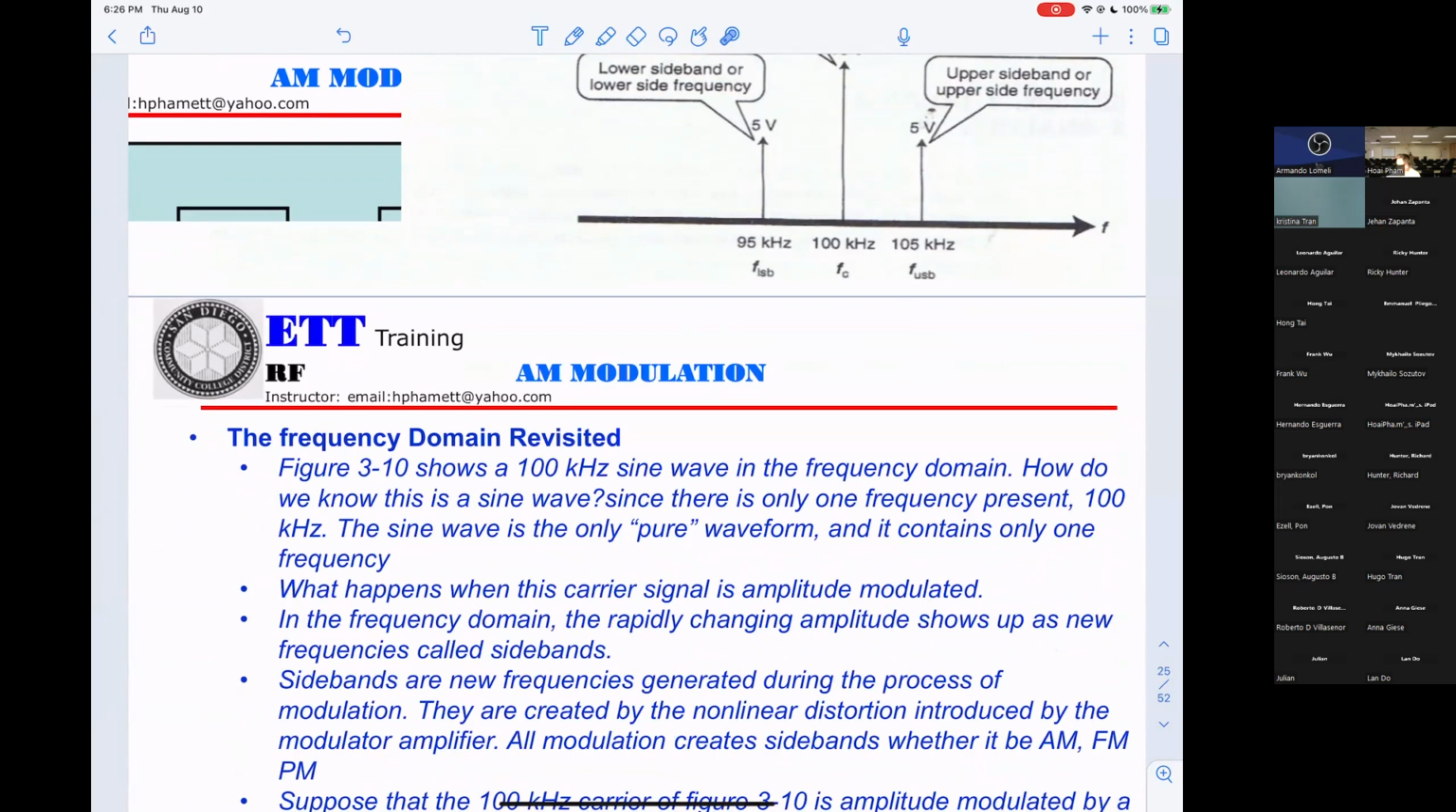Okay, that's what they're talking about: 100 kilohertz, a sine wave in the frequency domain. How do we know this is a sine wave? Since there is only one frequency present, 100 kilohertz. The sine wave is the only pure waveform, and it contains only one frequency.